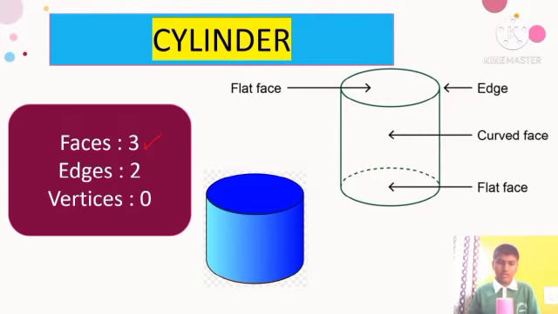Then we have edges. These two edges, this one and this one, are the edges. There are totally two edges. In this figure we would see extra edges, but that is not a three-dimensional object. It is a 2D shape drawn like a prism. Here we can see this is one edge and this is one edge. Here there is no edge. As for vertices, there are no vertices in the cylinder.